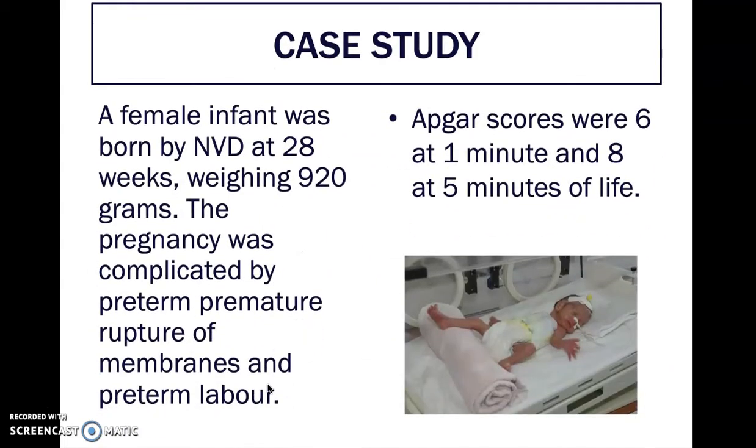A female infant was born by NVD at 28 weeks, weighing 920 grams. The pregnancy was complicated by preterm premature rupture of membranes and preterm labour. APGAR scores were 6 at 1 minute and 8 at 5 minutes of life. Remember that premature rupture of membranes refers to the rupture of membranes at least 1 hour before labour has started. If the rupture of membranes occurs before 37 weeks gestation, then this is termed preterm premature rupture of membranes.